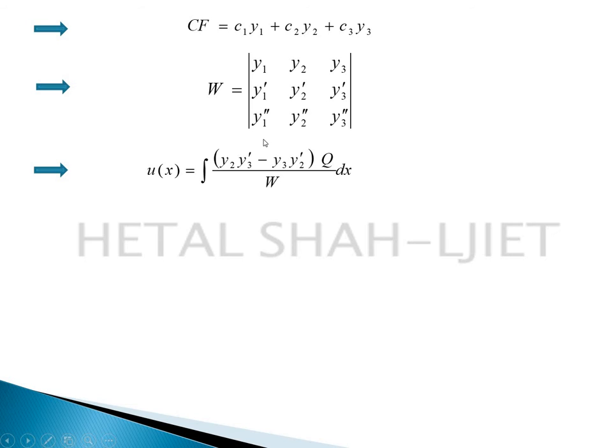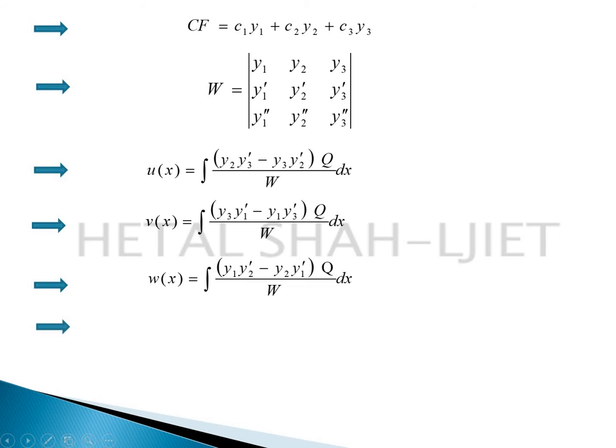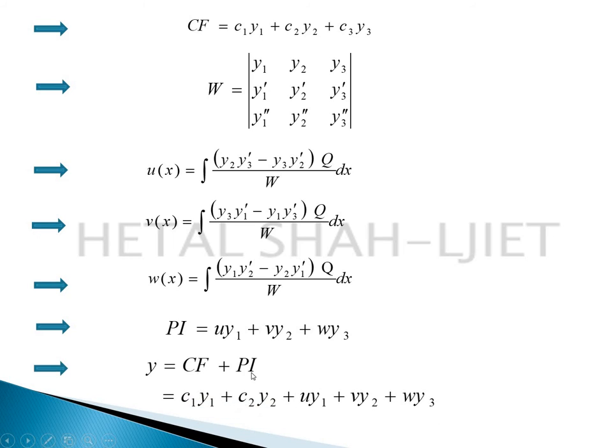Formula for finding u(x): we get y2 y3 dash minus y3 y2 dash. From this, again Q is the right hand side of the given equation and this one is the Wronskian, which must not equal 0. Then the formulas for finding v(x) and w(x). Now PI is Uy1 plus Vy2 plus Wy3, and finally the general solution is CF plus PI. Students, here by mistake I forgot to write C3y3. Here it is C1y1 plus C2y2 plus C3y3 and then this PI.